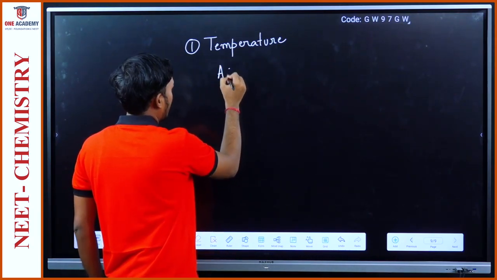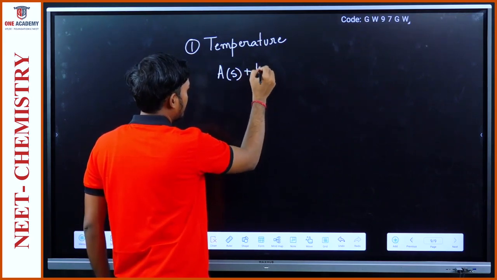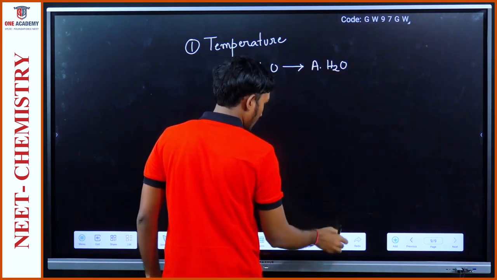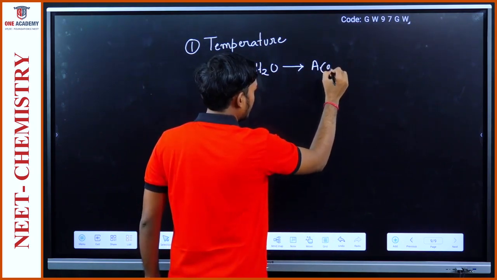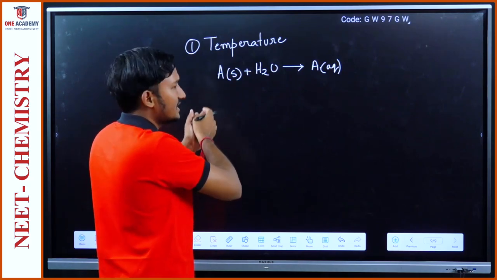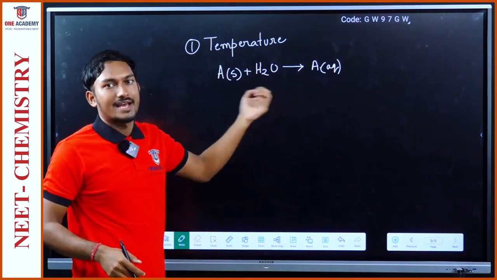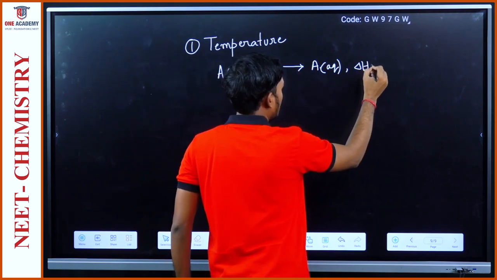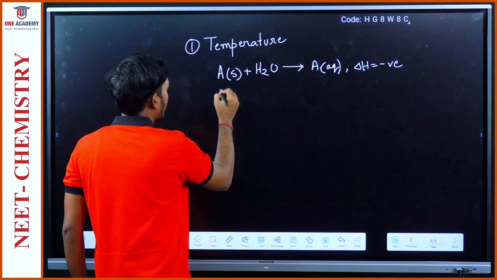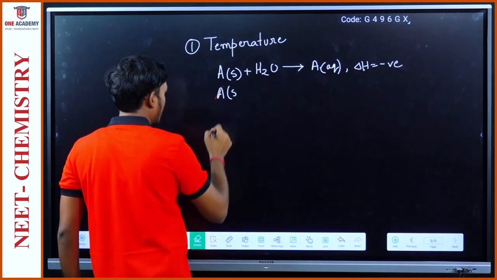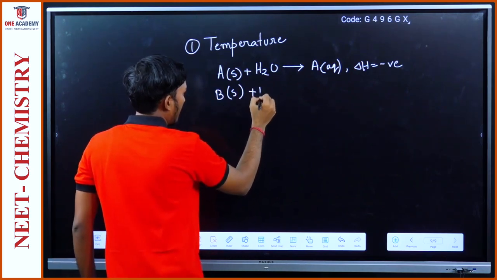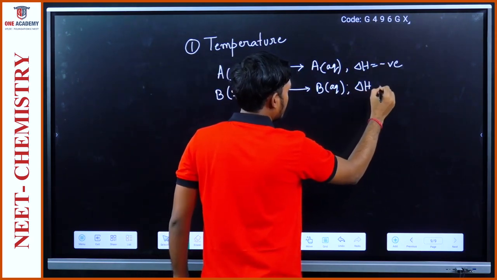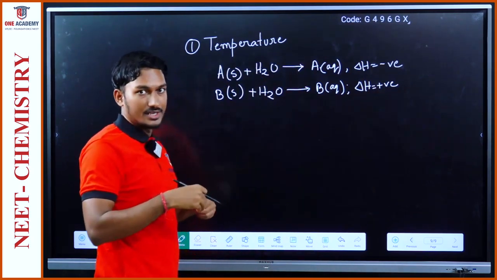Suppose I have A as a solute and I am adding it to water and making a solution, A aqueous. Now when the solution is made, it can liberate or absorb some sort of heat. If it is liberating heat, then in that case delta H value will be negative. And in the other case, let's say this is another solute, B, and I am making this solution, B aqueous, and delta H is positive. Delta H positive means it is absorbing heat.